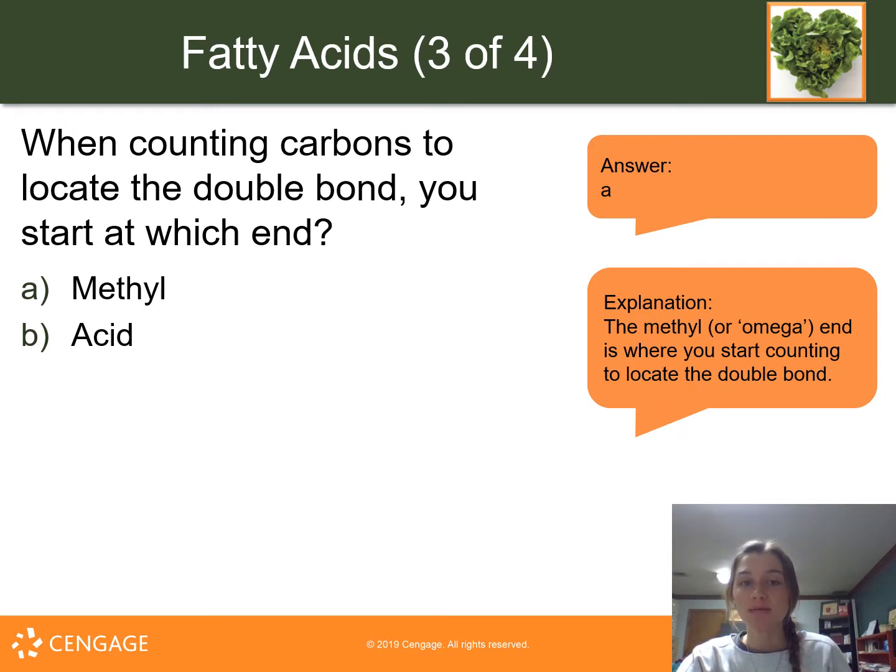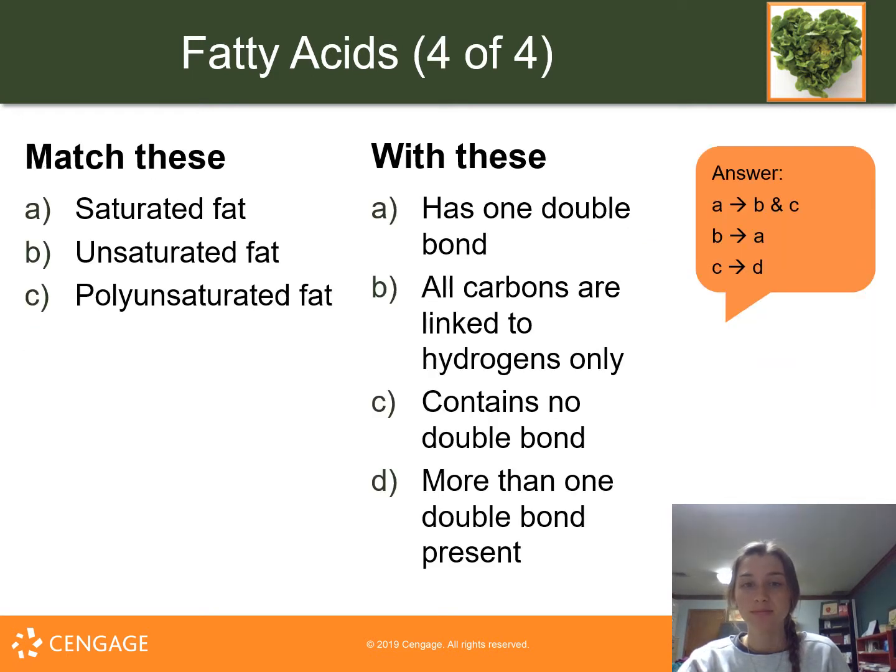So when you're counting carbons to locate the double bond, you want to start at the methyl end. That's also called the omega, and that's where you start counting to locate the double bond when you're trying to figure out what type of polyunsaturated fat it is, or what type of unsaturated fat it is. So looking at these, in saturated fats all carbons are linked to a hydrogen only, and they contain no double bonds. Monounsaturated fats are going to have one double bond, and polyunsaturated fats, that's when there is more than one double bond present.